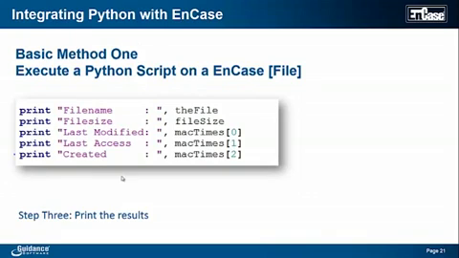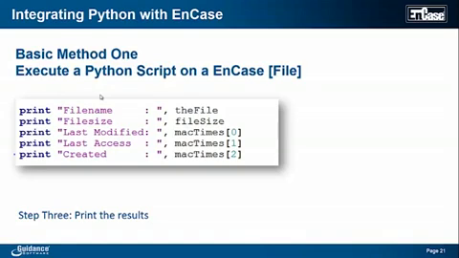Finally, step 3 is pretty simple. What I'm going to do is print out the information that I've collected. In this case, I'm going to print out the file name, then the file size, then the last modified, last access, and created times from the list that I created on the previous slide. And so that's basically step 3, to print out the results.